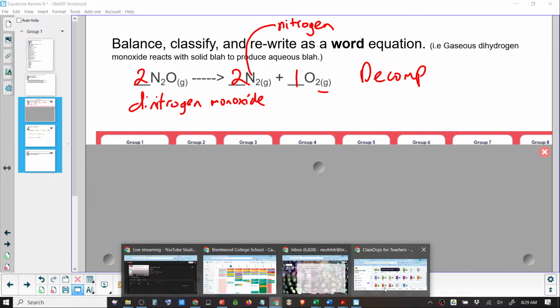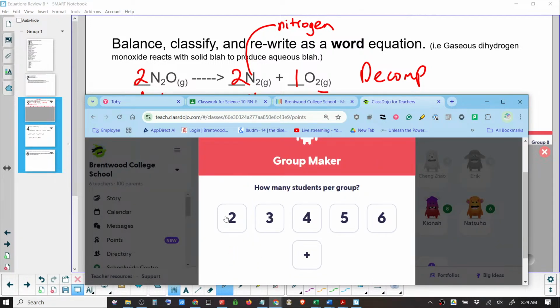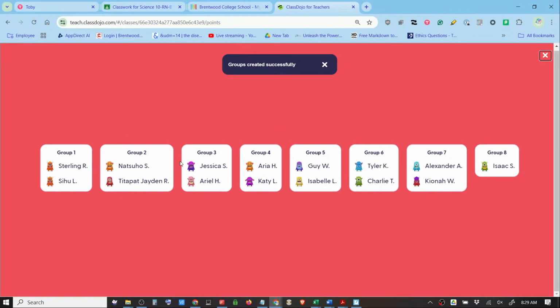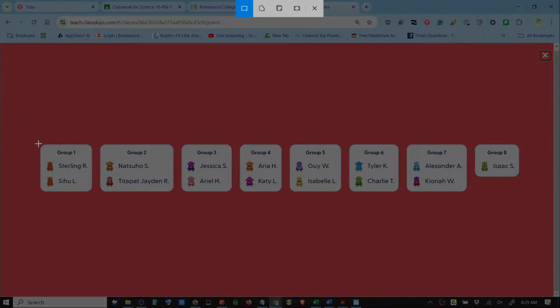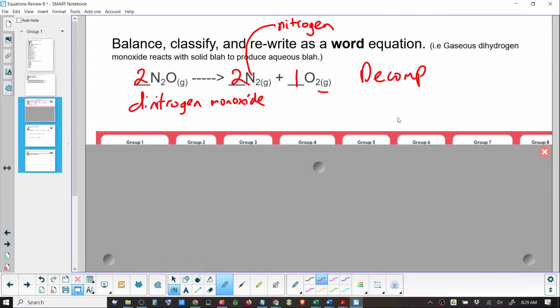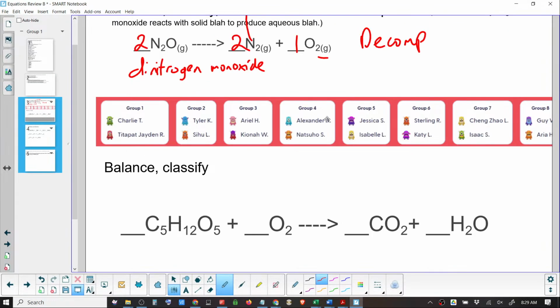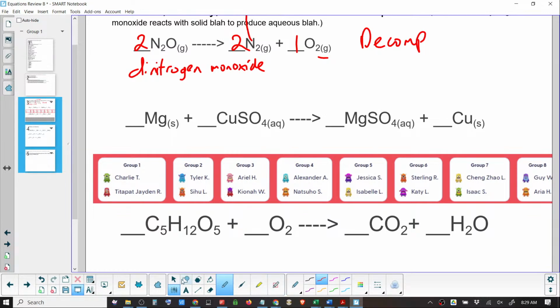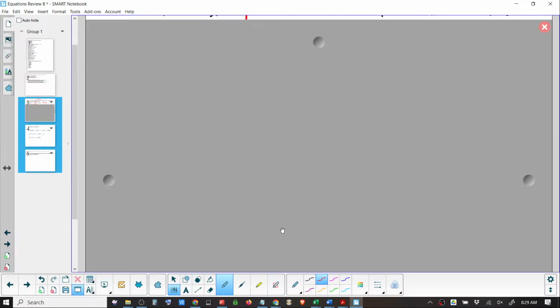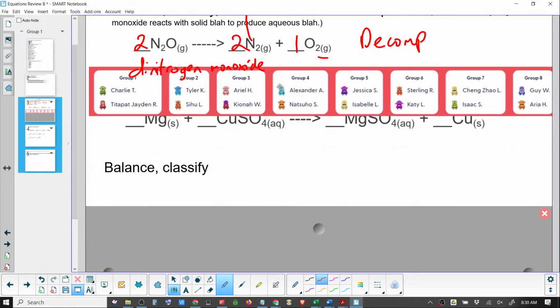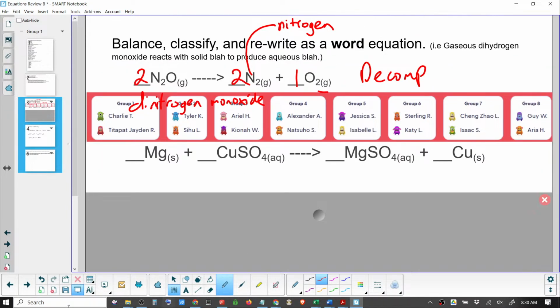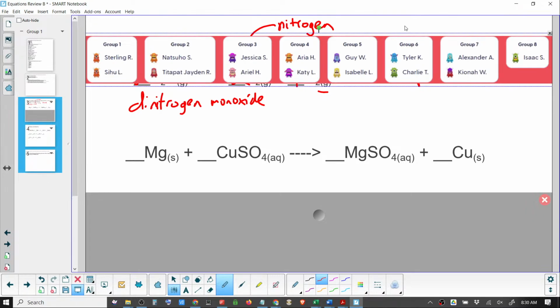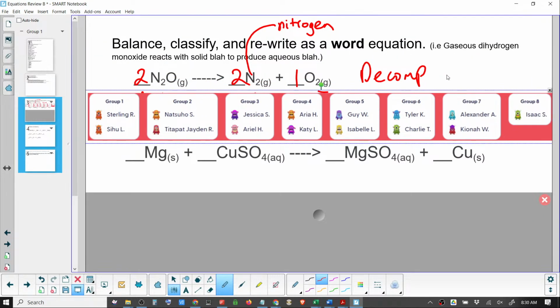Let's go with the toolkit, group maker. Okay, Isaac, you can join any group you would like. Nope, that is that one. Ignore that one. So, same thing. Balance, classify, and rewrite as a word equation. Grab your new partners. Those are the same ones. What? Did I not paste? No, I didn't paste it. Never mind. There we go. My apologies. Now grab your new partners.